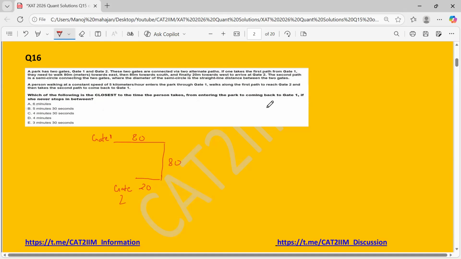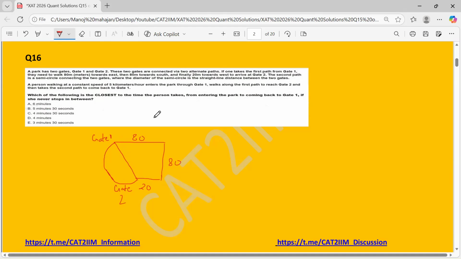Now they're saying that the second path is a semicircle connecting the two gates, where the diameter of the semicircle is the straight line distance between the two gates. So that's what they are trying to say: if I join this, this would be the other route. So a person walking at a constant speed of 5 kilometer per hour.